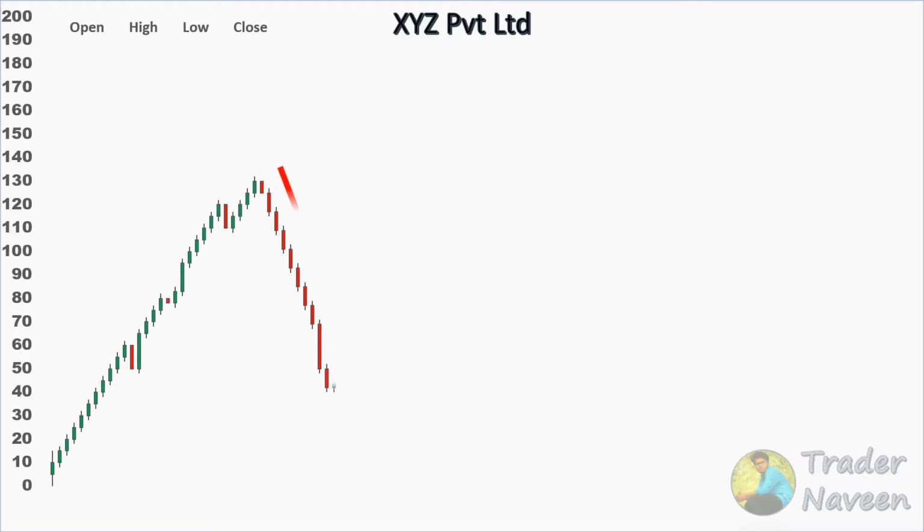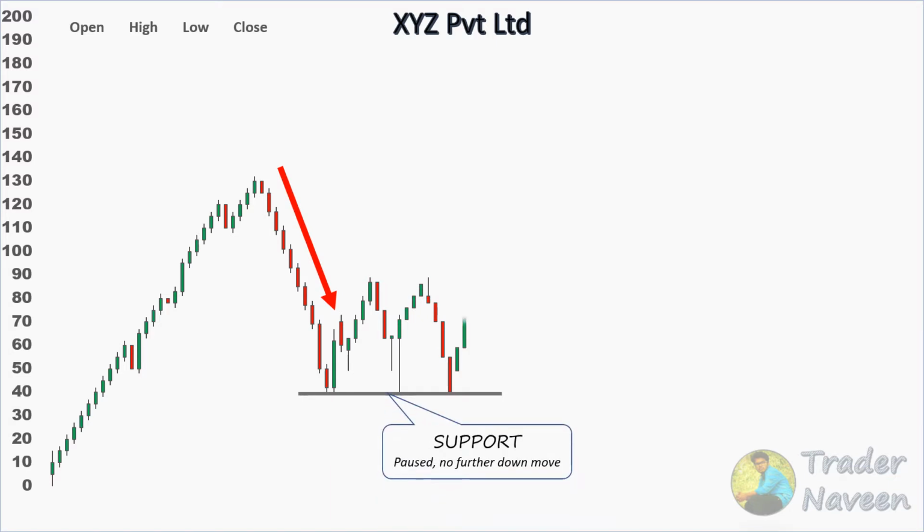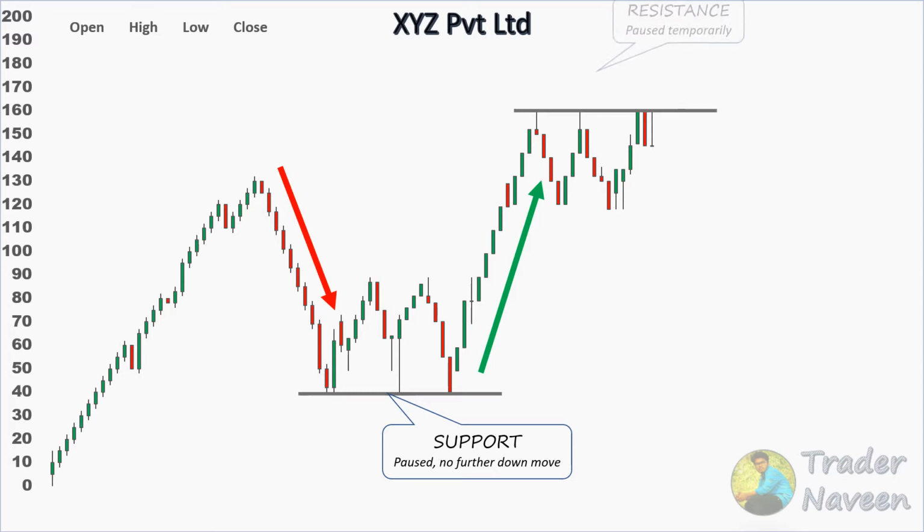Support occurs when a downtrend is expected to pause, and resistance will occur when an uptrend is expected to pause temporarily, due to concentration of supply.